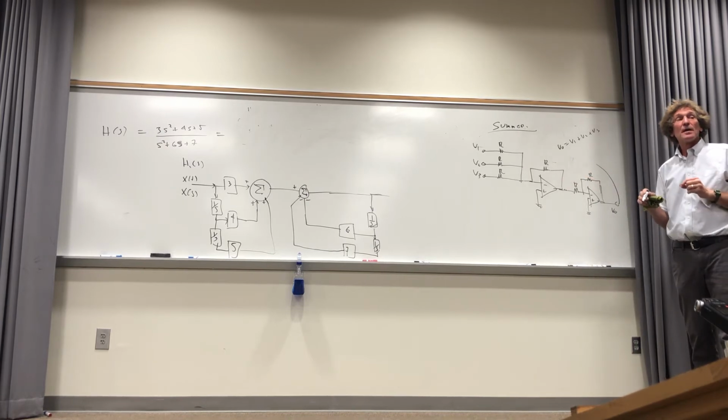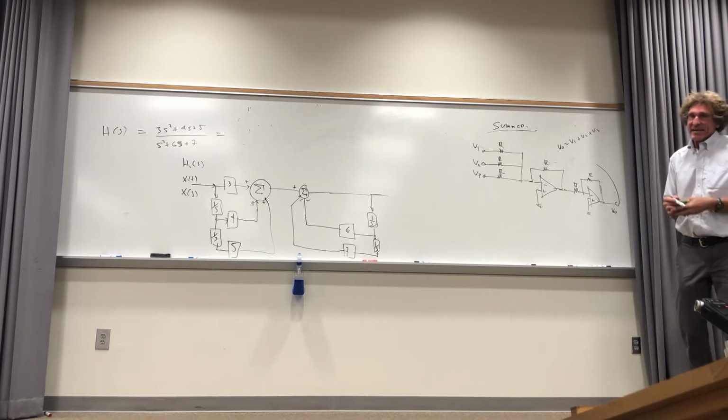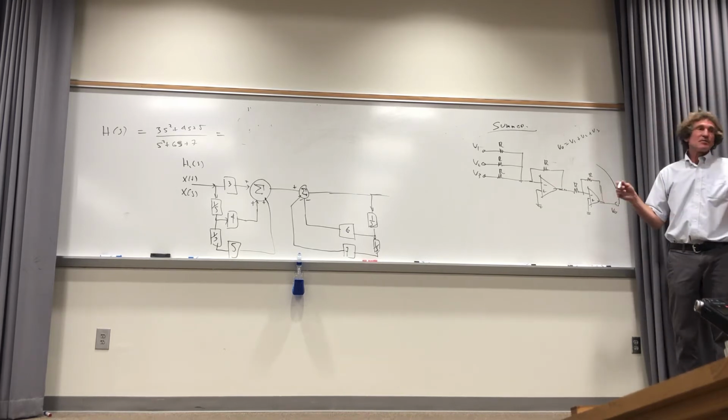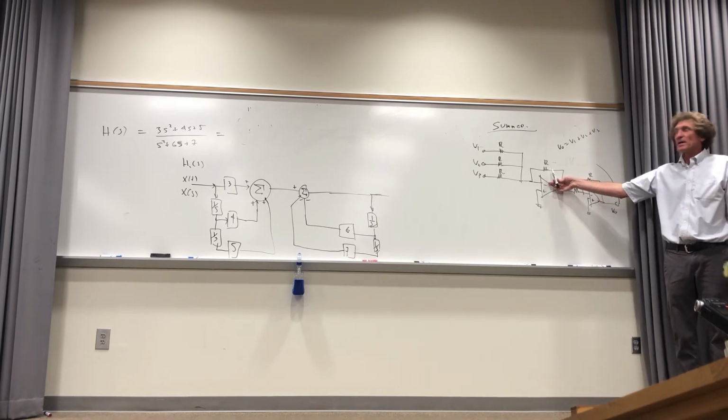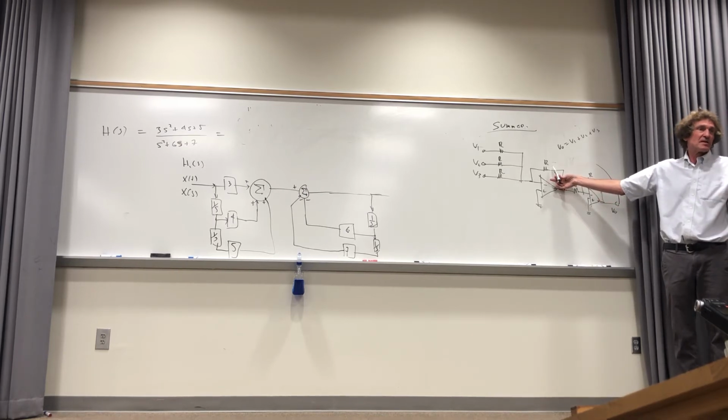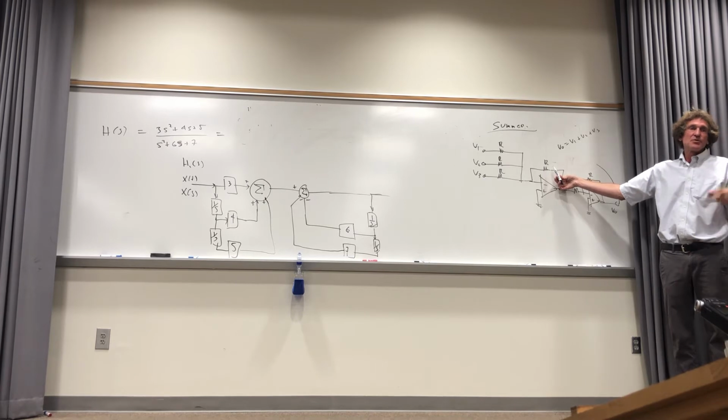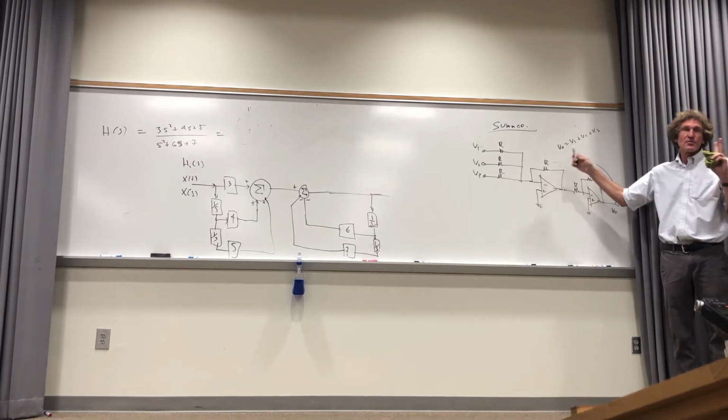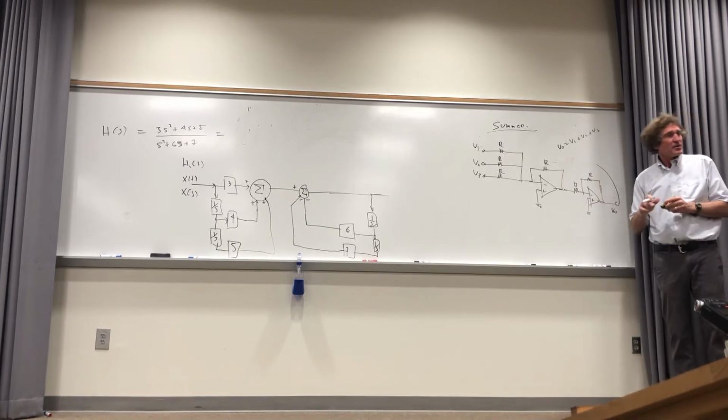Yes? Would you be able to build a 1 over S term into your summer by replacing that R with a... Yes, but now see here, we're getting to a point where we don't want to make it too crazy. He's saying, why not put a capacitor right here so we can get a simple pole? Yes, you can do that if you want, but I prefer not to break it. I don't want to make this too complicated. You're absolutely right, you could do it that way.